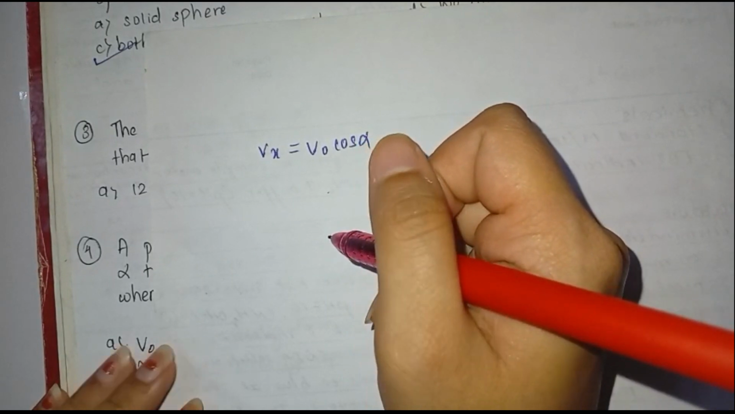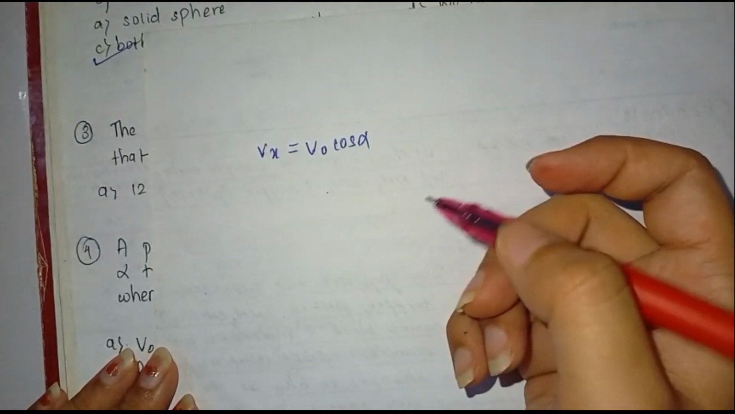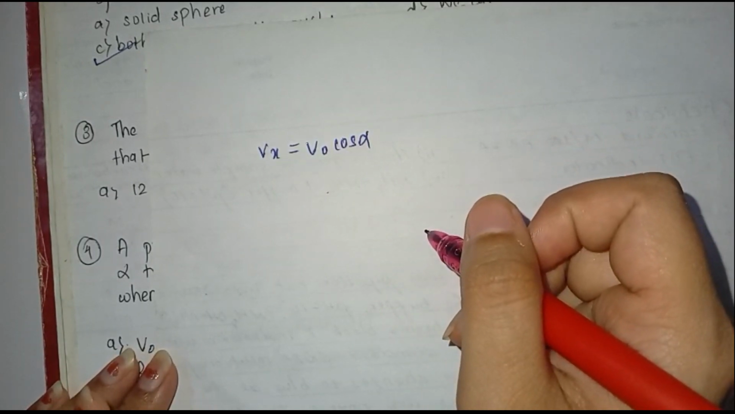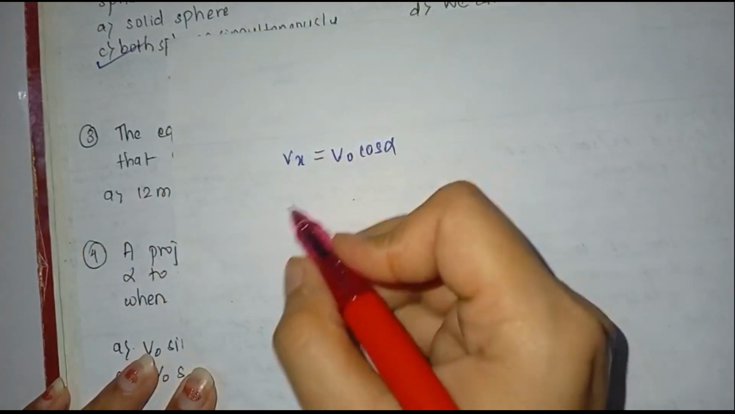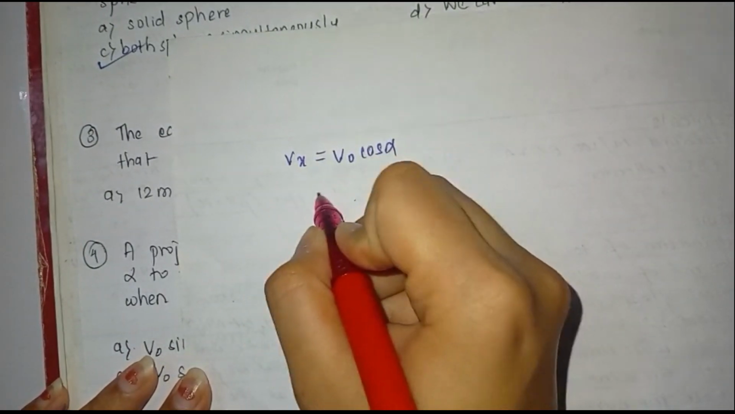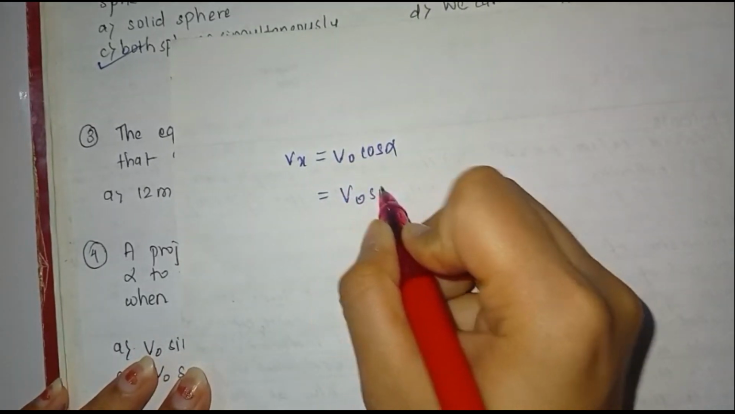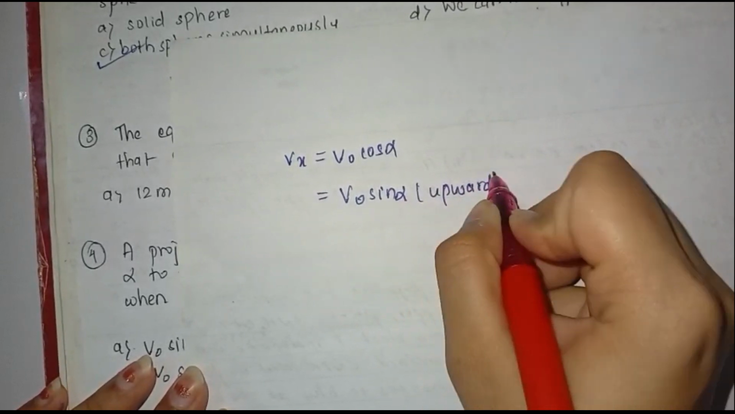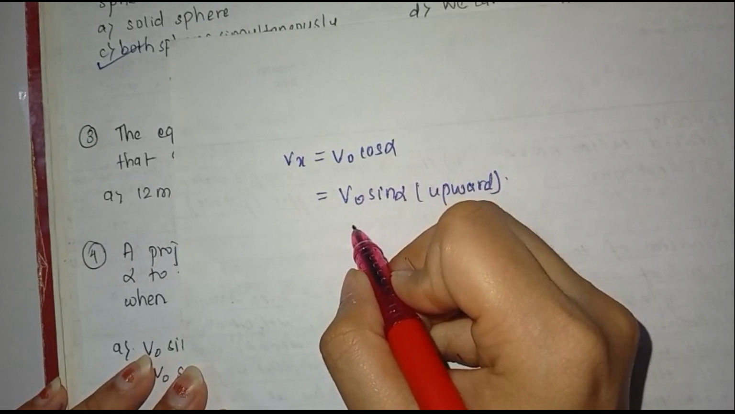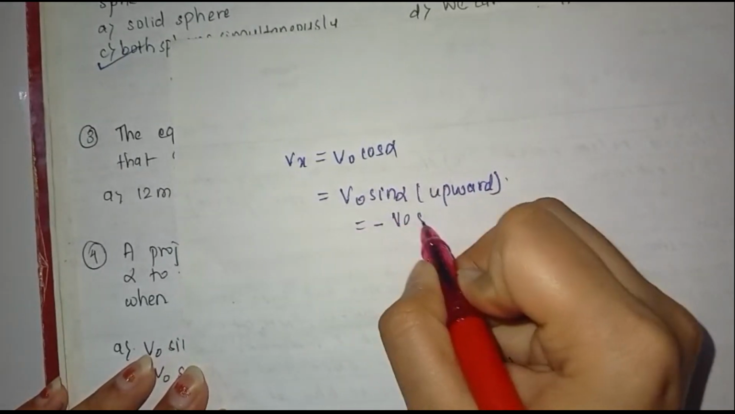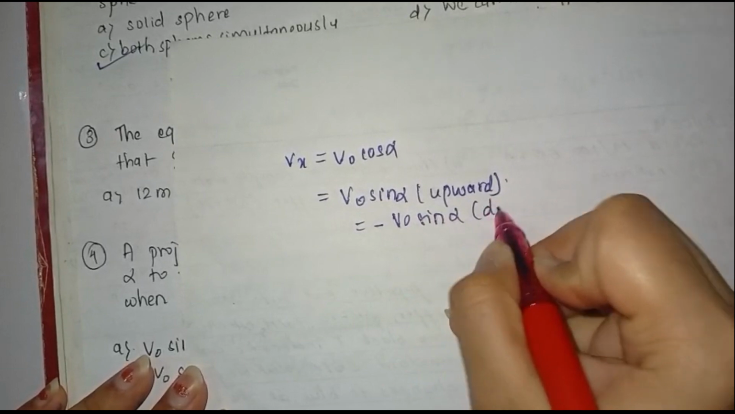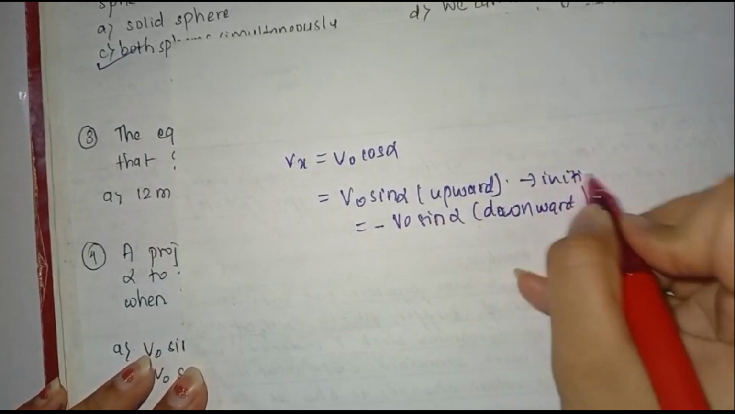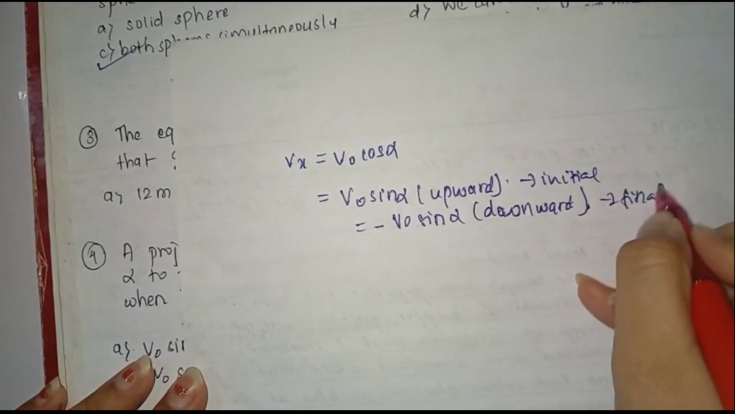Now, the vertical component of velocity reverses its direction and has the same magnitude but opposite direction upon returning to the same horizontal level. That is, initial vertical velocity is equal to v0 sine alpha upward, and final vertical velocity is equal to minus v0 sine alpha downward. This is initial and this is final.